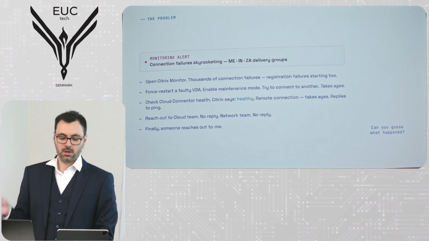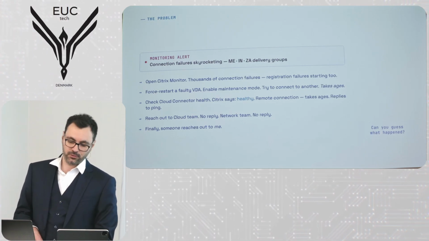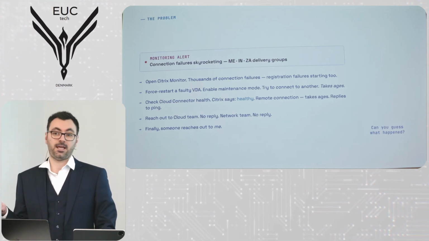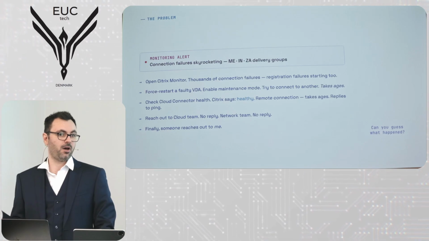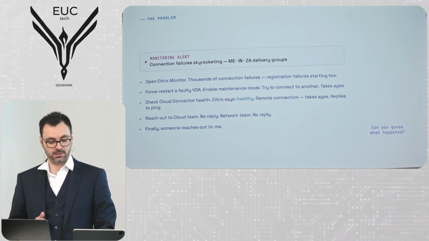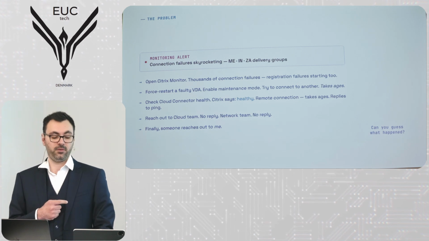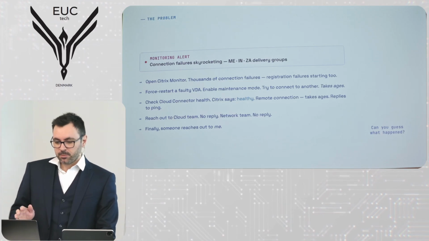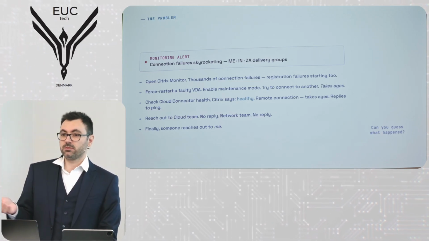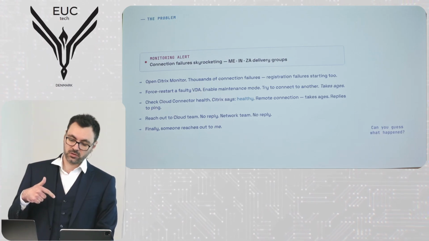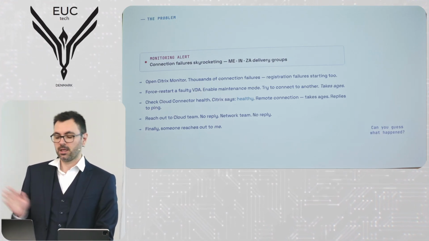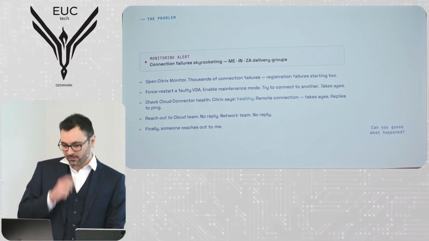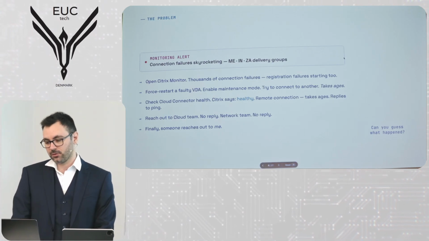So what do I do? I check the health of the cloud connector in the beautiful Citrix administration console. It says healthy. Restart the test. Still green. Okay, so now I decide to connect through a remote connection to it. And again, takes ages like the VDA. Does it reply to pings? Yes, it does. So now I'm a bit short-handed. So I decide to talk to the cloud team, which is in charge of the infrastructure. No one replies. Decide to talk to the network team. No one replies. And after a bunch of time, finally, someone reaches out to me.